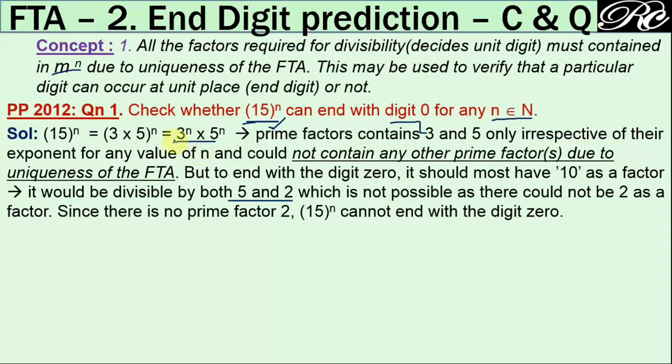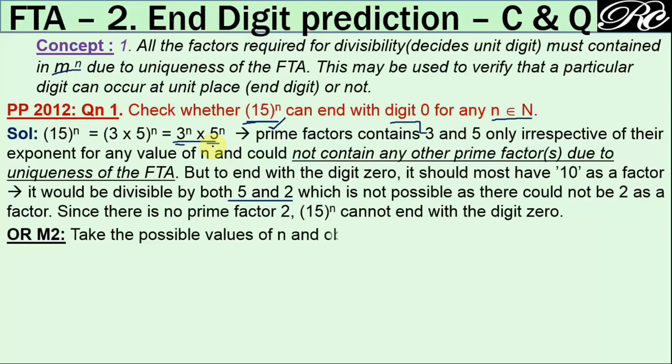15 always contains the factors 3 and 5 only, that is called the uniqueness of the fundamental theorem of arithmetic. Means it will always have the factors 3 and 5 only, though 3 may be repeated or 5 may be repeated, but it cannot contain any factor other than 3 and 5, 2 or 7 or 11 or 13, it is not possible. Therefore ultimately unit digit 0 is not possible.